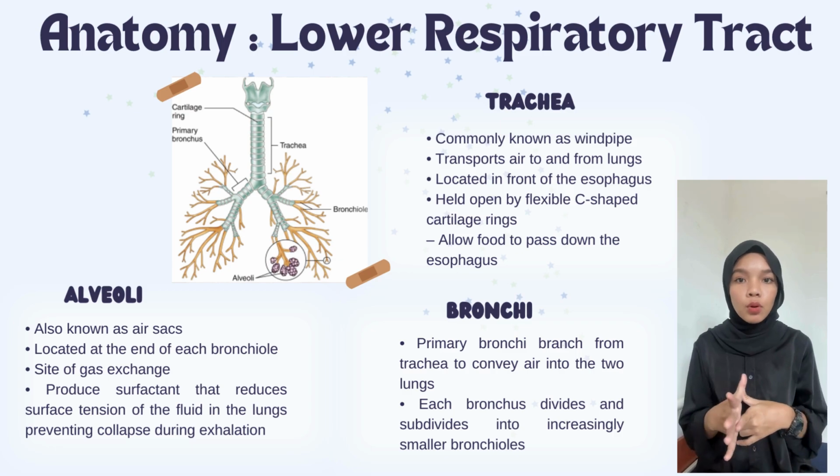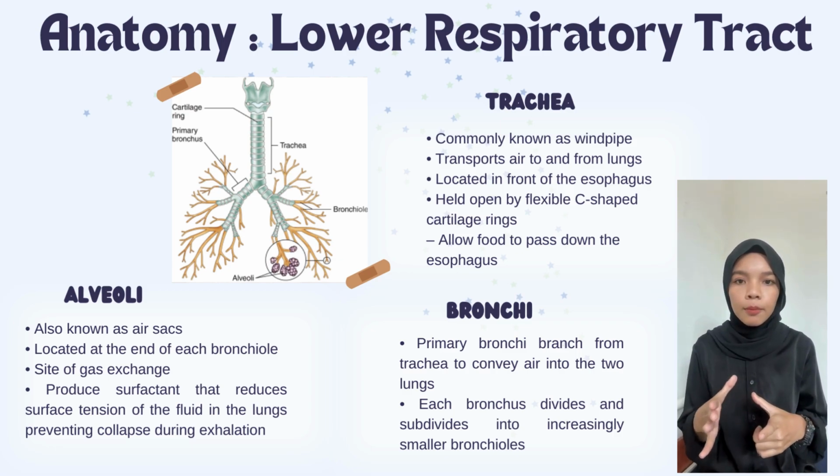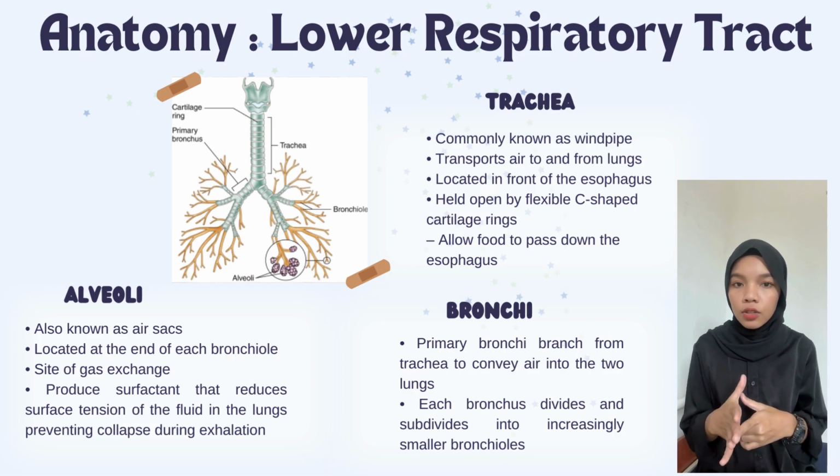Second, we have the bronchi. Bronchi are the passageways that bring air in and out of the lungs. The tubes of the primary bronchi branch off from the bottom of the trachea. These branches subdivide further into secondary and tertiary bronchi and then into the bronchioles.